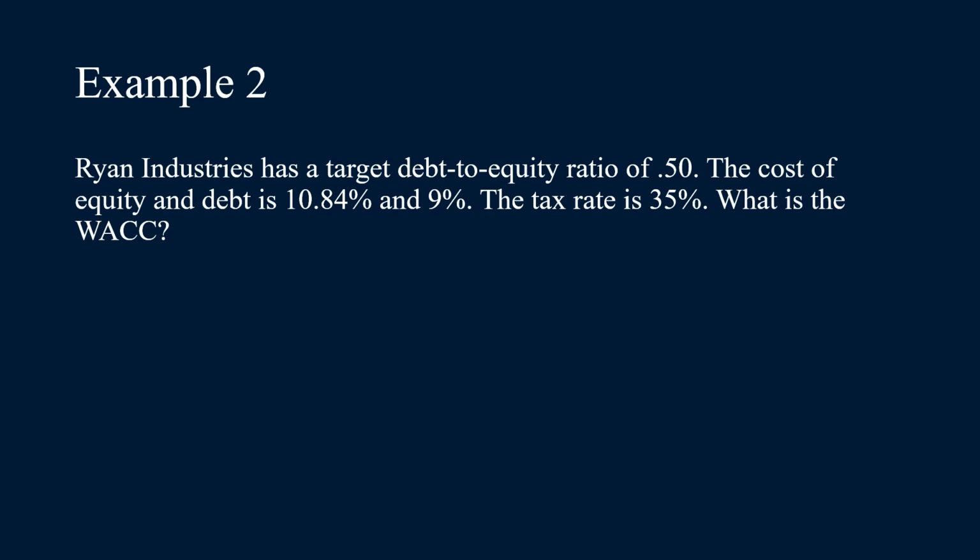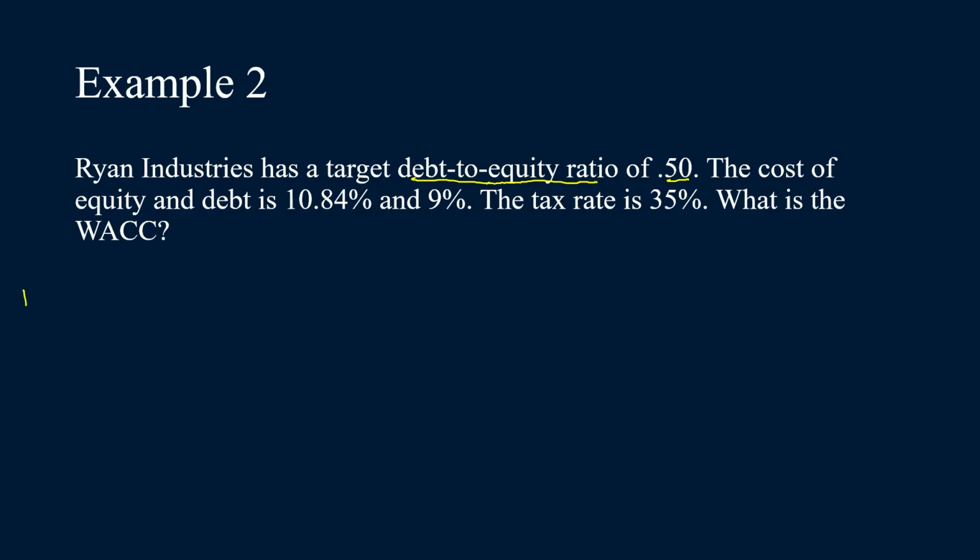Okay, for example 2, here's the example. Ryan Industries has a target debt to equity ratio of 0.5. The cost of equity and debt is 10.84% and 9%. The tax rate is 35%. What is the weighted average cost of capital? Well, this one's a little bit trickier than our previous one because it doesn't give us the value of the company or the value of the debt or equity. What it does give us is the debt to equity ratio. And that debt to equity ratio is 0.5.